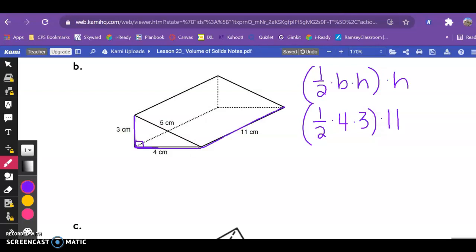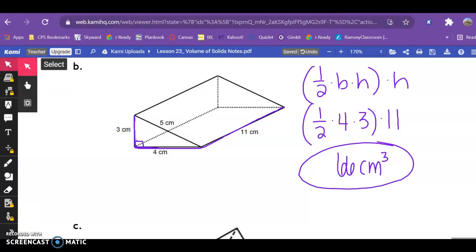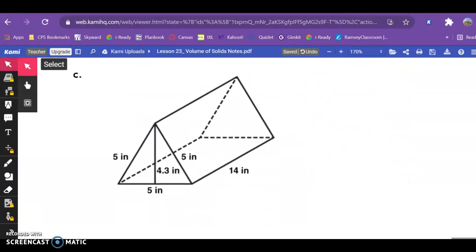So 1/2 times 4 would be 2. 2 times 3 is 6. 6 times 11 is 66. And these are cubic centimeters. So it would take 66 of those little 1 by 1 by 1 cubes to fill this one.